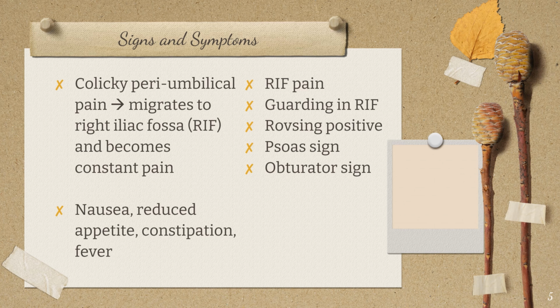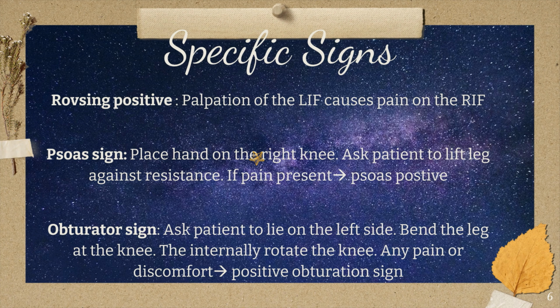Now, some signs that you may notice when examining patients are right iliac fossa pain, because that's where the appendix is located, and also guarding in the right iliac fossa. Guarding is when you palpate the patient's abdomen and they flinch every time that you press on the abdomen. There are also 3 specific signs relating to appendicitis called Rovsing, psoas, and obturator signs. Rovsing sign is a very common sign for appendicitis. It's when you palpate in the left iliac fossa and this causes pain in the right iliac fossa.